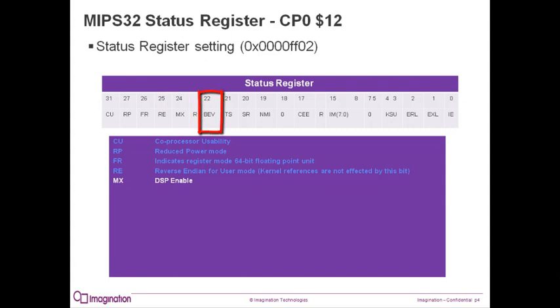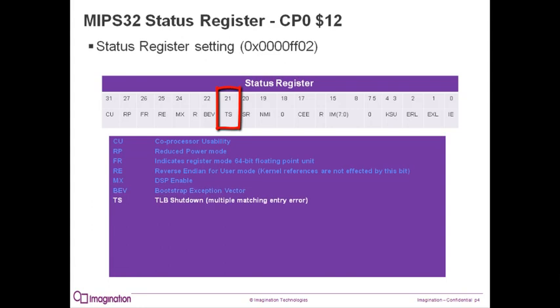The boot exception vector bit, number 22, controls which set of exception vectors are used. Vectors were covered in the exception section of this course, so I won't go over them here. This should be cleared so that the normal exception vectors will be used.